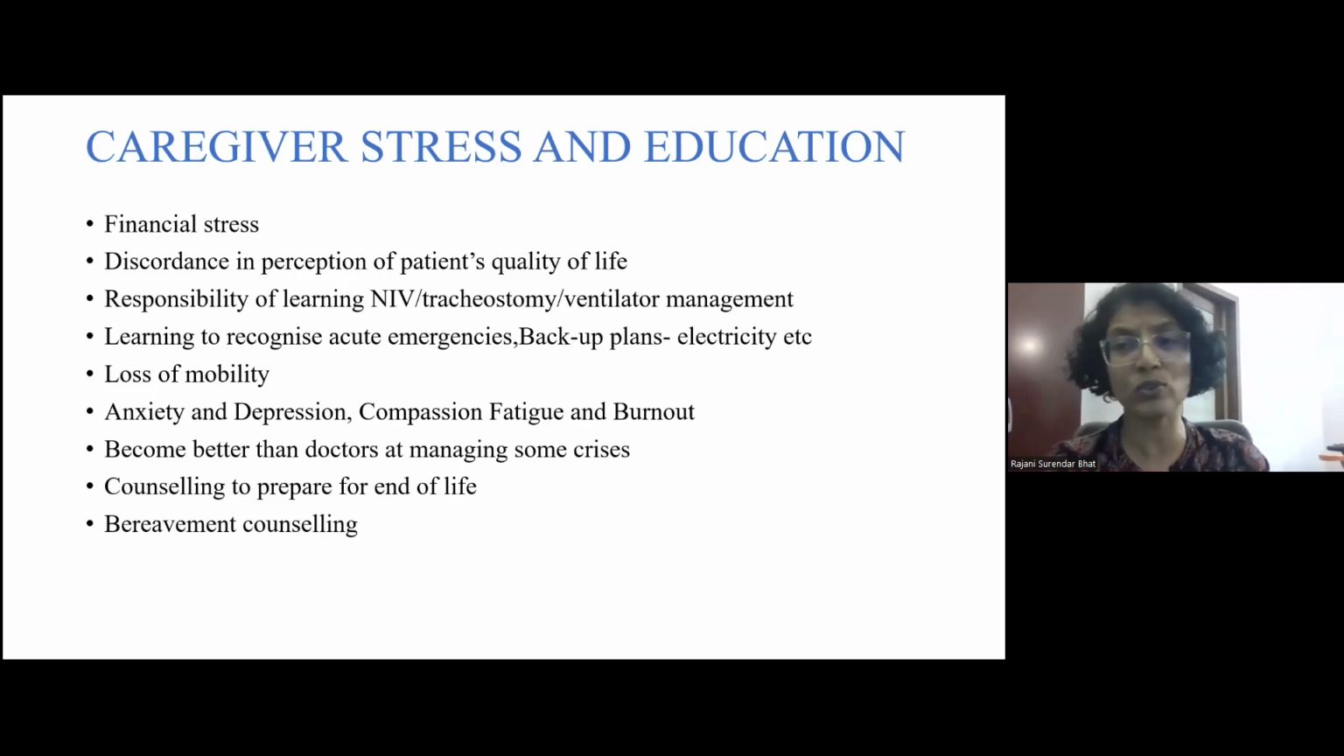Caregivers also go through stress and burnout because of loss of mobility. They can't leave the homes of the patient very often. Very often they will change their jobs to make sure that they can constantly be around the patient. But as I said, they are better at recognizing crisis than the treating doctor at times. So as long as we are able to support them, they are the greatest ally in being able to take care of the patient well.